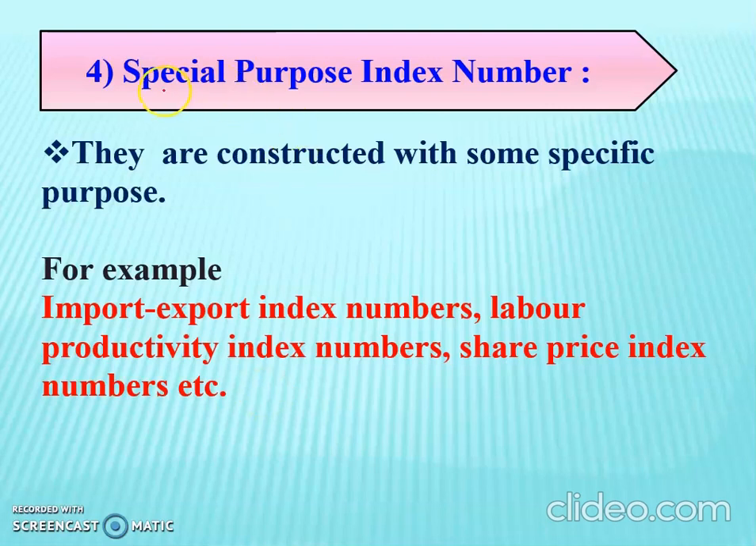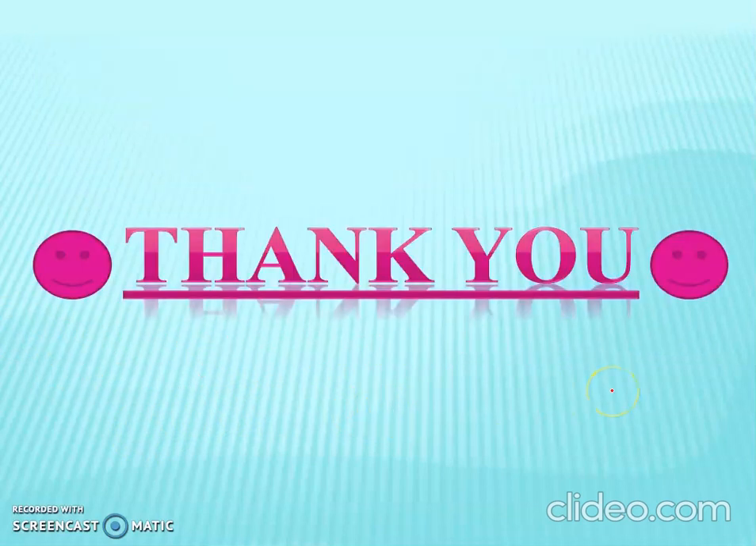Again, I told you that when the type itself tells you special purpose, it means it focuses on a particular purpose. So here it is mentioned that import and export index number can be used, labor productivity index number can be used, share price index number can be used. When you use the index number for a special purpose, it is called a special purpose index number. So here we completed the 4 types of index number: price index number, quantity index number, value index number and special purpose index number.